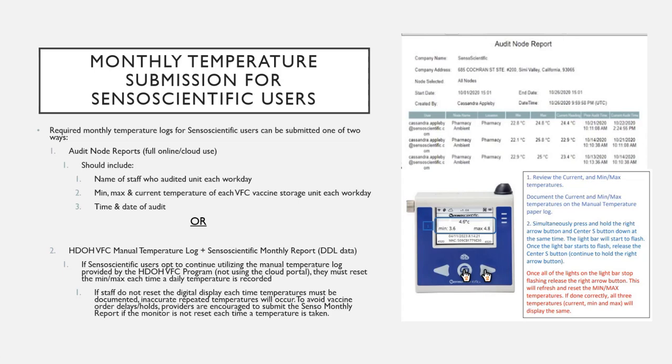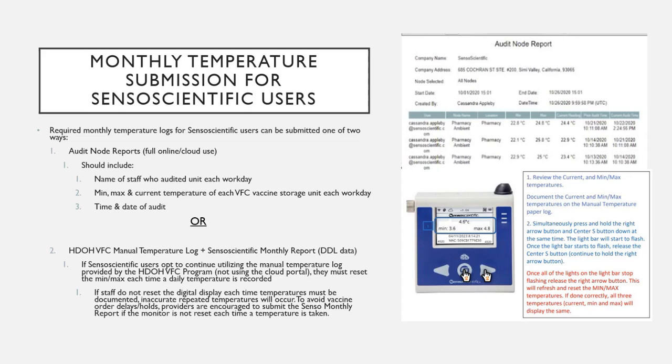If Senso users opt to continue using the manual log, they must reset the min-max each time a daily temperature is recorded on the physical monitor on the unit. This monitor will not update by itself if an excursion occurs. It's likely that it will stay that way unless it's reset each day. If staff don't reset the digital display each time, an inaccurate repeated temperature will occur, and we'll see that on your manual log where the temperature is the same every single day.